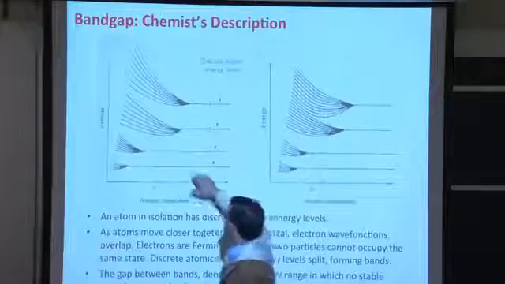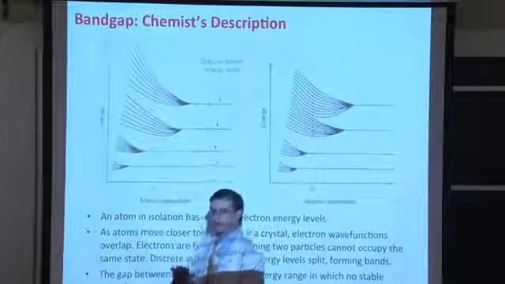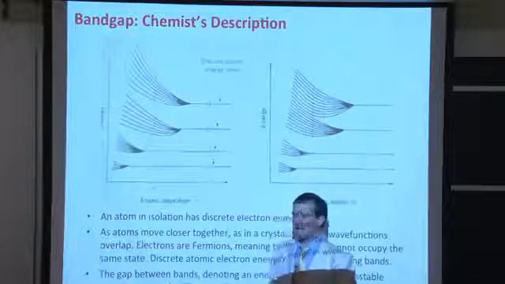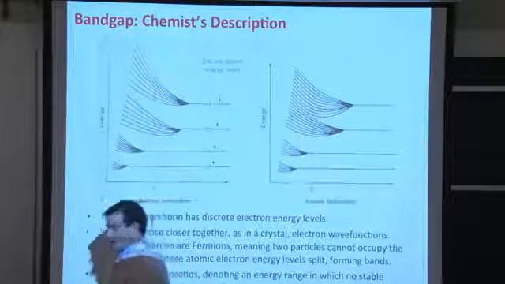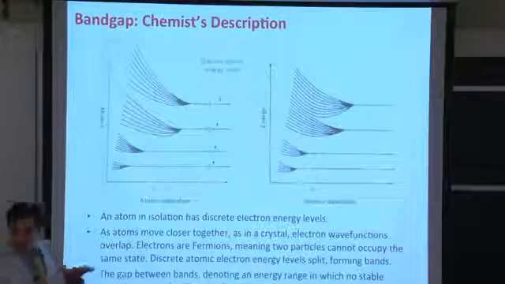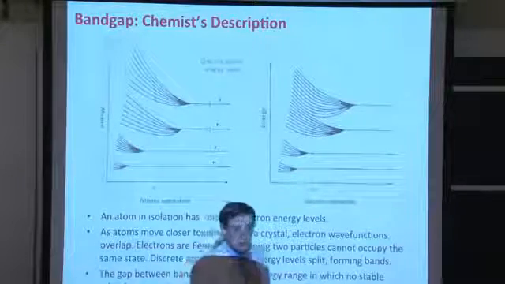So this is a prohibited band of states. There is no stable orbital for that electron to exist at that energy, and hence we call it a band gap. The reason band gaps are interesting is because different materials can have different size band gaps. Some don't have a band gap at all.